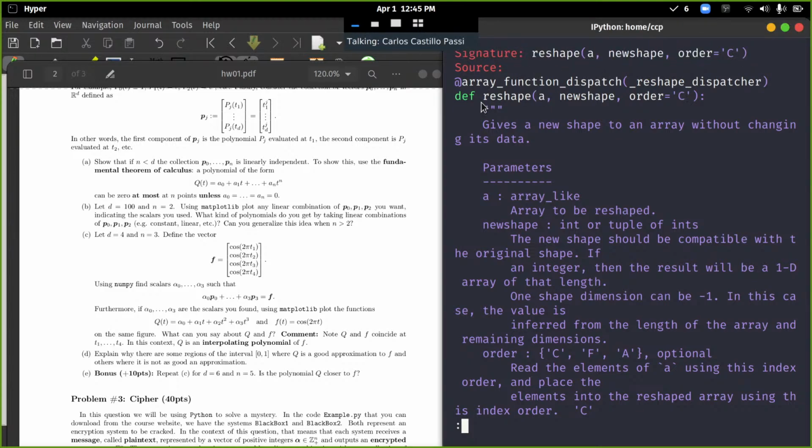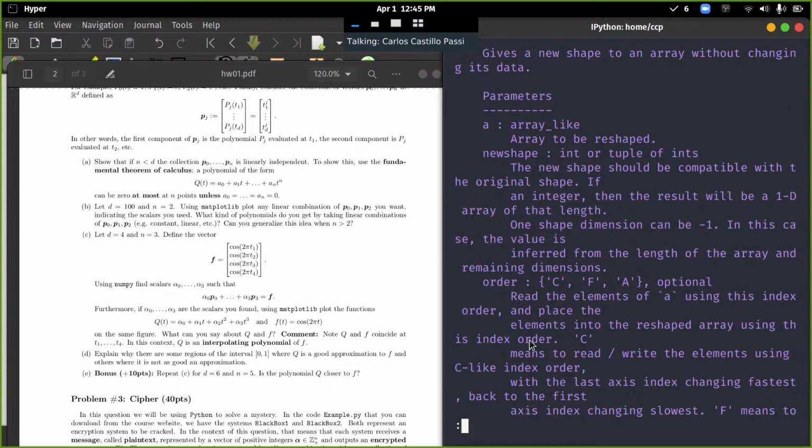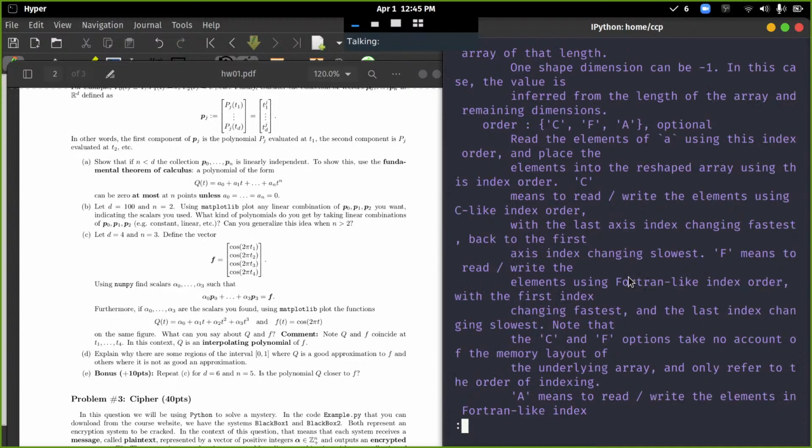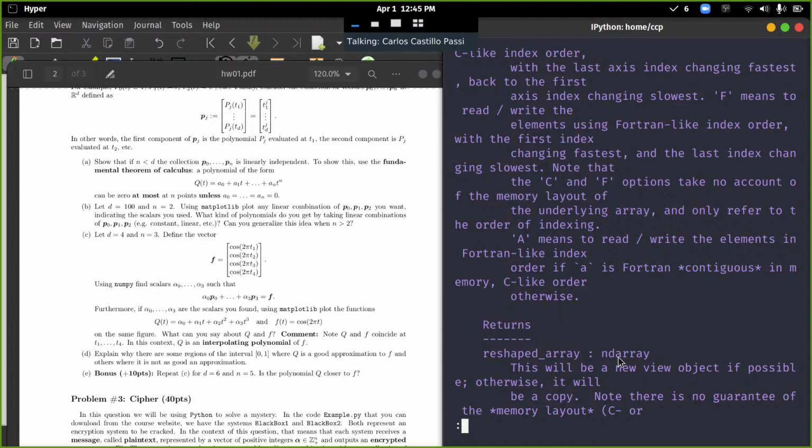So this is another function. It's not the same reshape I'm using. This first argument is an array, and then you specify the new shape as a tuple. Here you can see all the arguments and the explanation of each of them.